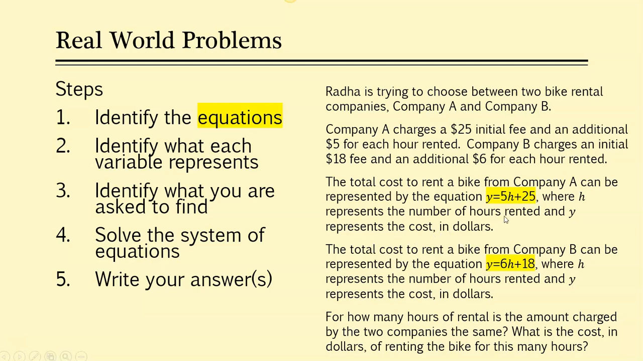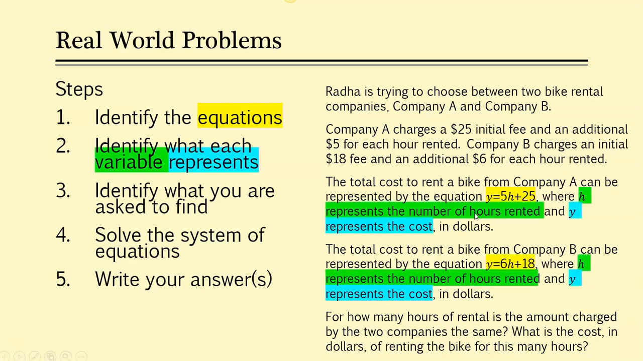Because it's a system, you should have the same exact variables with the same meaning in the second equation. And sure enough, h represents the number of hours rented and y represents the cost in dollars. So I'm going to highlight both of those so that I can see them. All right, my variables are now highlighted. All I'm doing here is using those skills you've got in your English class. Same thing goes when you're doing real world problems in math.